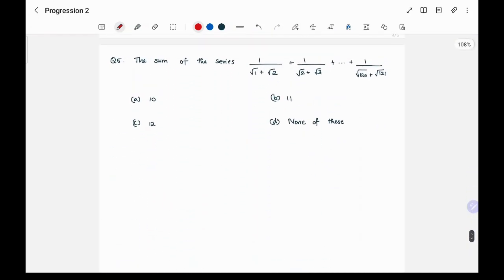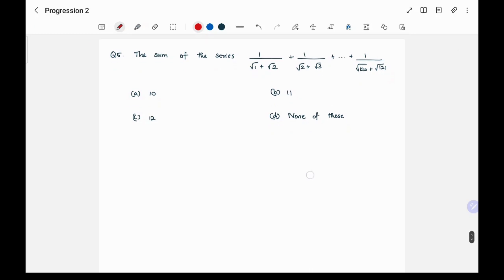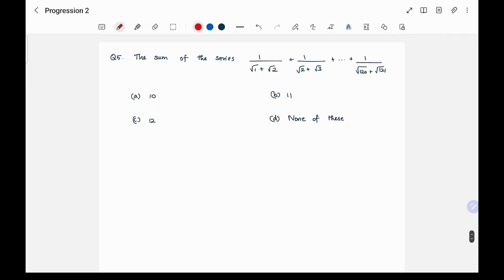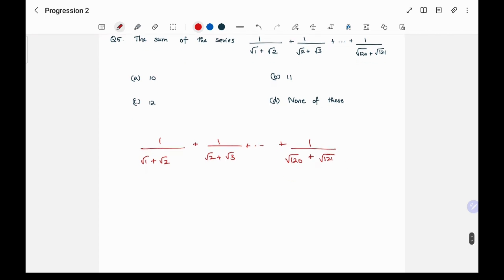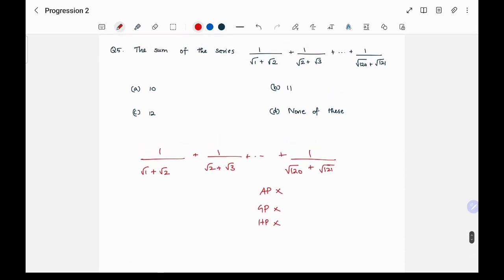Okay, let's solve the last question for today. The sum of the series. So they are just asking the sum of the series, and so on until root 120 plus root 121. So if you see, it does not fall under AP, does not fall under GP, and it does not fall under harmonic progression also. So how do you solve this?